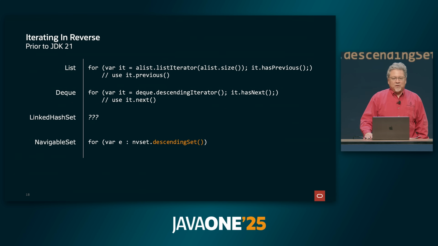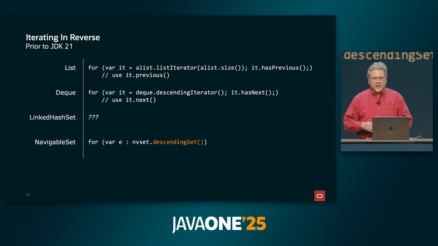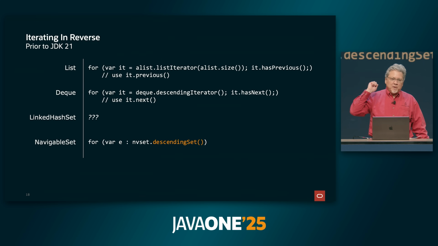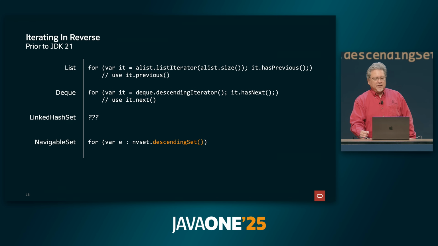Well, the first thing you have to do is drop back from the for each loop to the old-fashioned for loop, and then use the list iterator interface. You start off by positioning at the end, and then you say has previous, and that lets you step backwards through the list. That's kind of a mouthful, and list iterator is a bit of an obscure interface, but it does work, and you can do it this way.